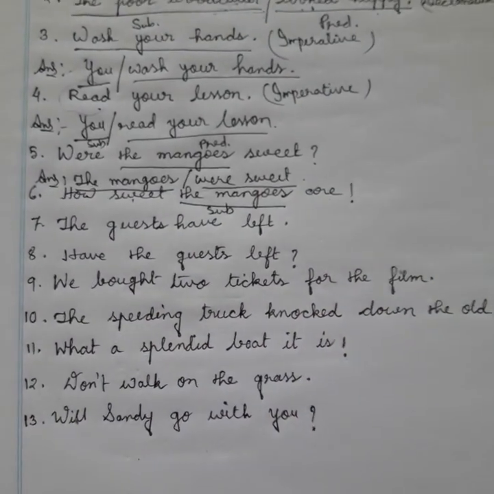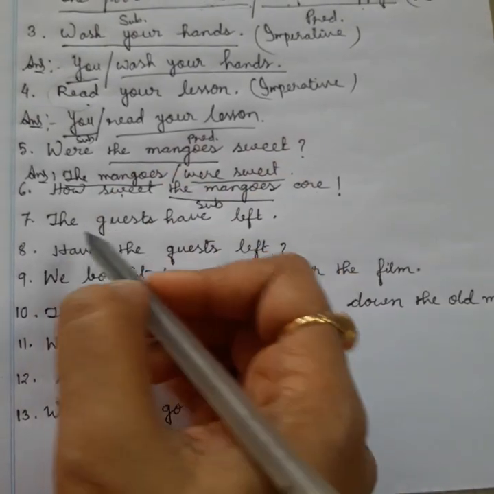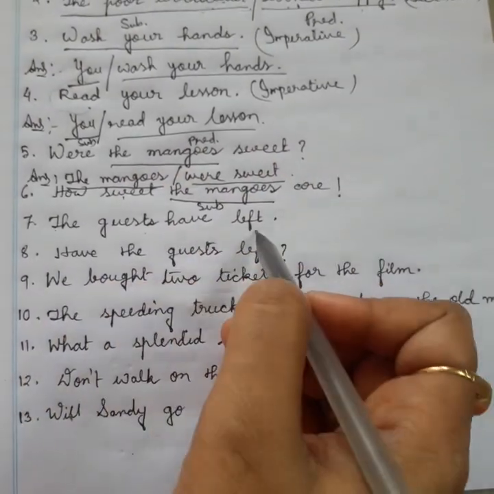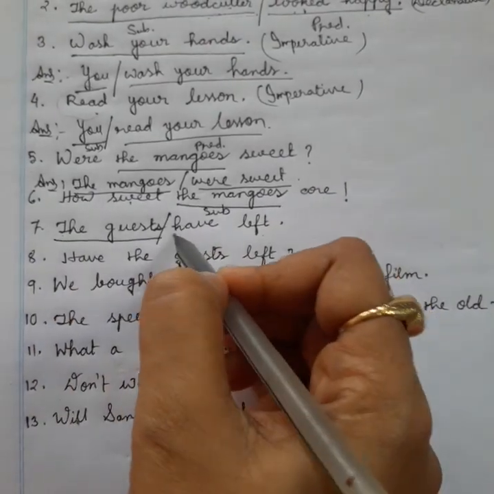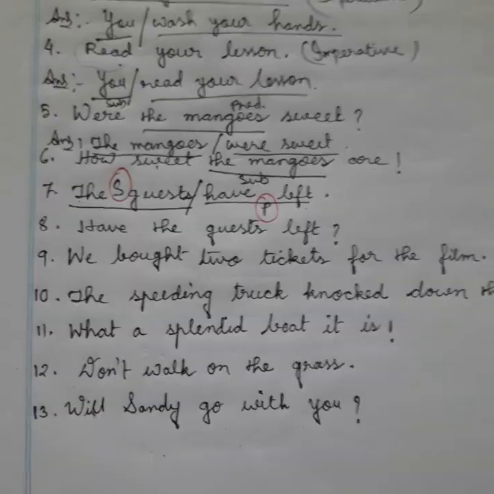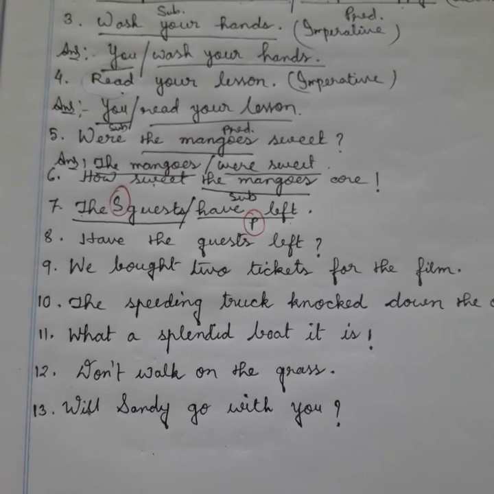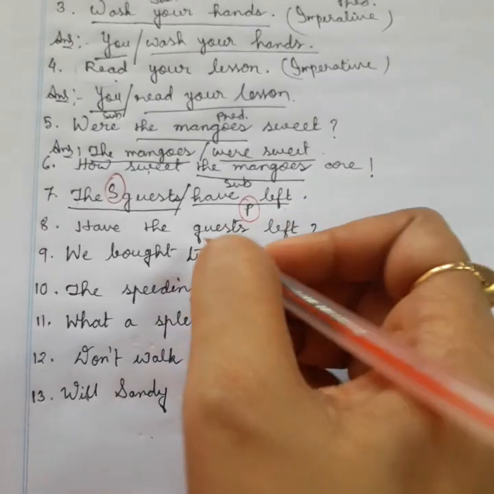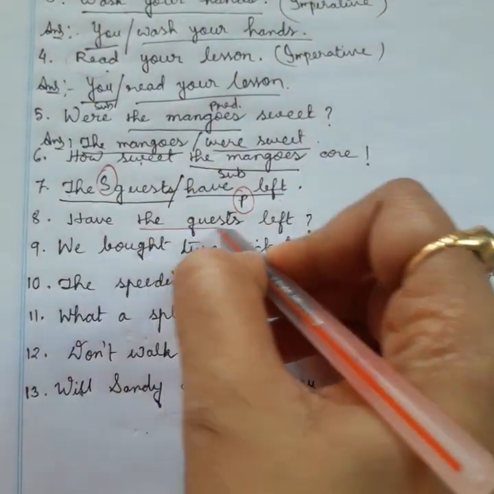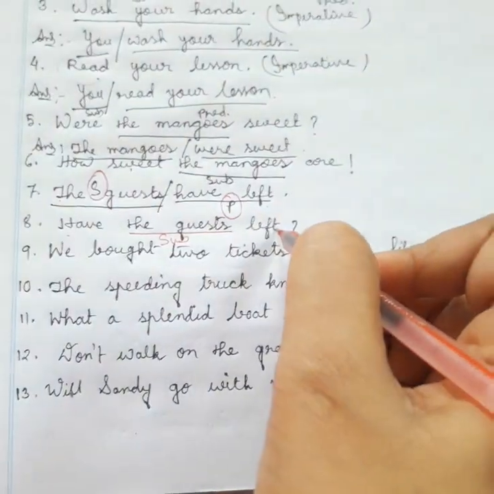Understood? Now next is, the guests have left. The sentence is talking about the guests. So the guests is the subject, have left is the predicate. The next, have the guests left? Same question. The sentence is talking about the guests. So here the guests is the subject, have left is the predicate.